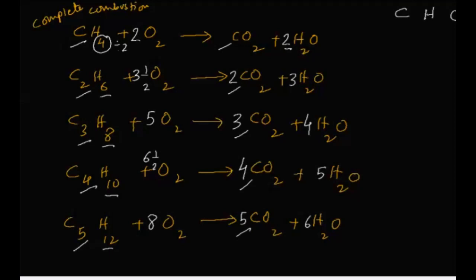But this equation can also be balanced like this: if you want to make it a whole number, then you can multiply this equation with 2. So here you will get a 2, here you will get a 7, then 4, then 6. So these 2 equations are considered as balanced equations. Either you put the coefficients 1, 3.5, 2, 3, or you put 2, 7, 4, 6. So these are the balanced chemical equations.